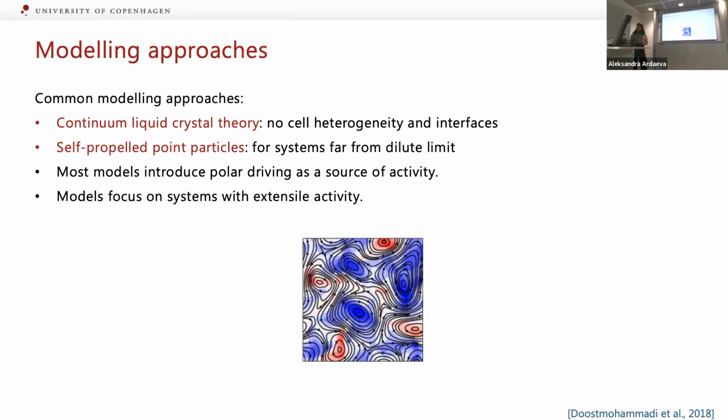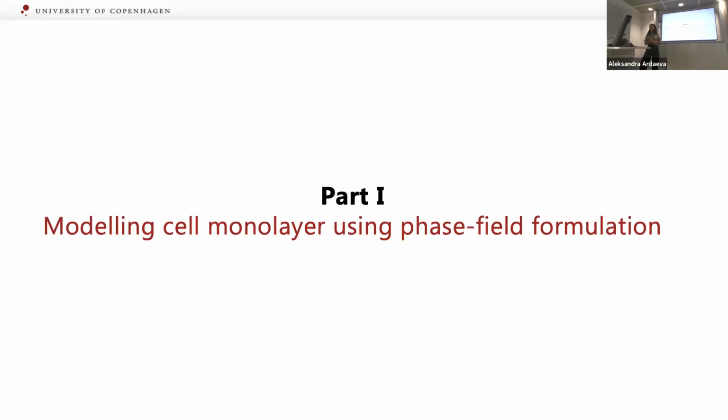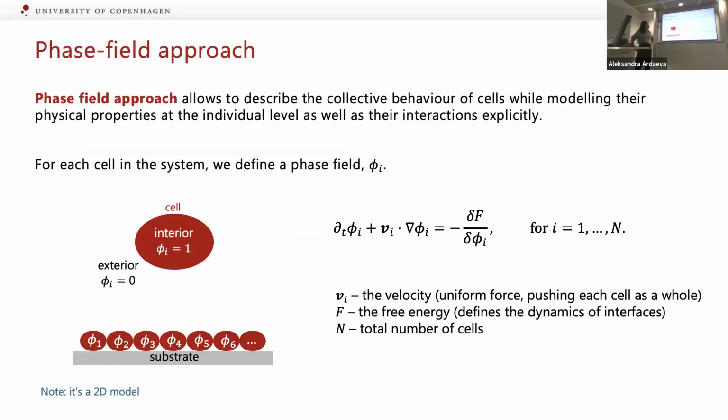But what I'm going to talk about now is a more detailed model based on a phase field formulation, where we model each cell individually, so an individual-based cell model. For each cell, we define a phase field phi_i. It ranges between 0 and 1, where 1 corresponds to the interior of the cell and 0 to the exterior. If we have n particles, we'll have n phi fields. And we have an equation governing the dynamics of phi, with an advection term and the free energy, which sets the interface of the system. If you have many particles, we'll have many equations that we need to solve.